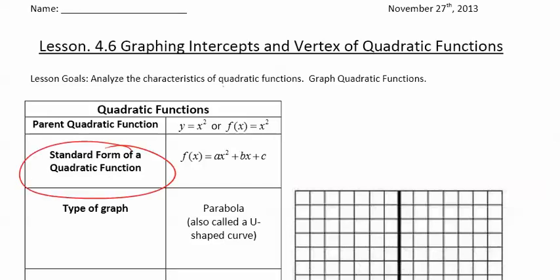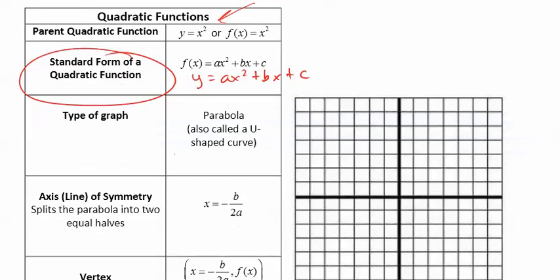So we've learned that the parent function for a quadratic is x squared. However, when we have a non-parent function, our function is f of x equals ax squared plus bx plus c, or y equals ax squared plus bx plus c. Okay, so either of those notations are okay. In this graph, we're going to be focusing in detail on the parabola.